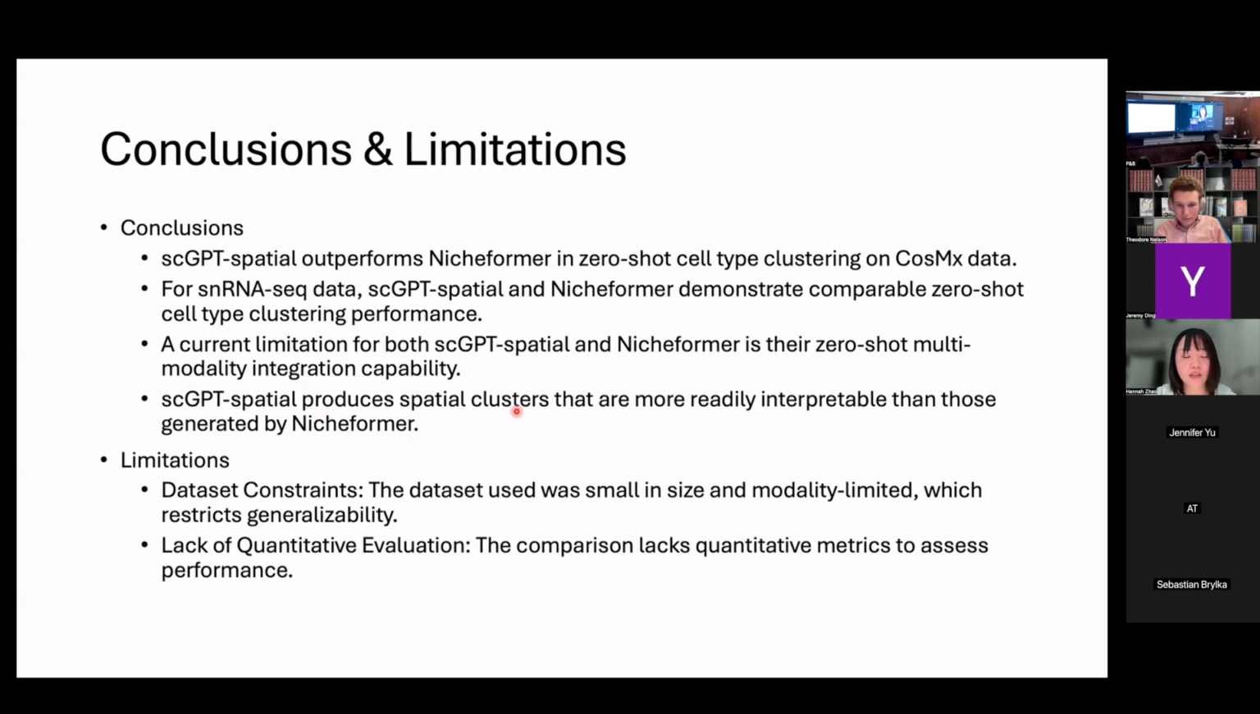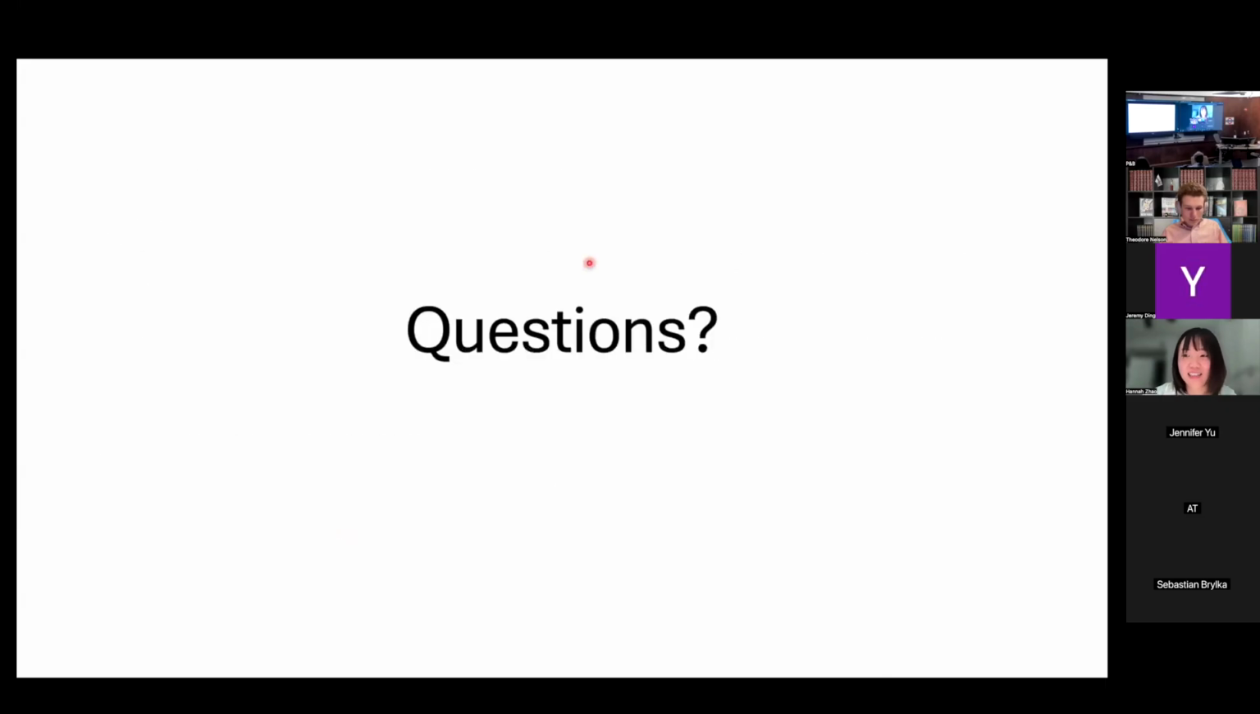And of course, the limitation of this benchmark is that the data set is pretty small and only incorporates two modalities, so the results are very limited to these two modalities. And also the lack of quantitative evaluation. For a lot of the UMAPs, I just eyeballed it. And yeah, that's pretty much it.